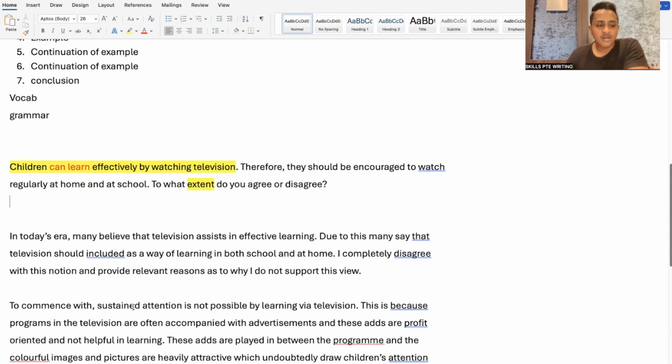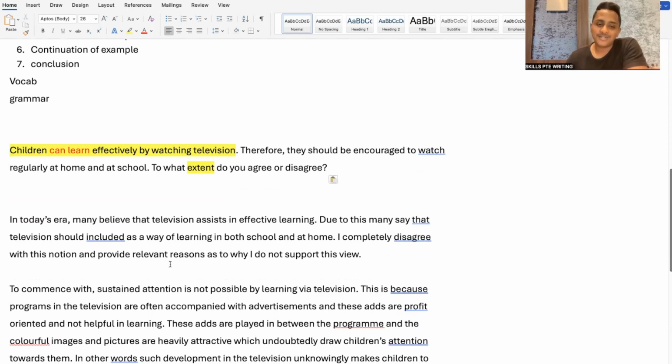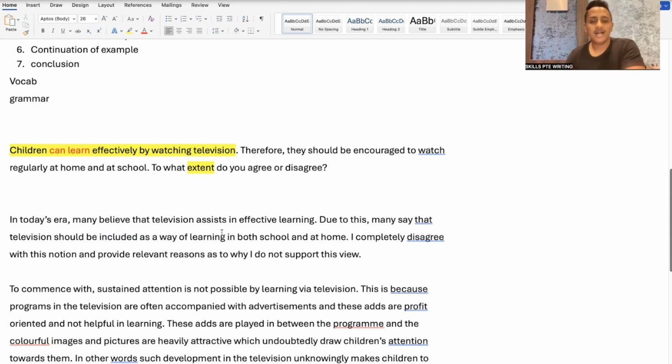All right. In today's era, many believe that television assists in effective learning. That's what they have told in the first paragraph. Due to this, comma is required. Avita is there today. Yes, she is there. Many say that television should be included, not should include it, as a way of learning in both school and at home.